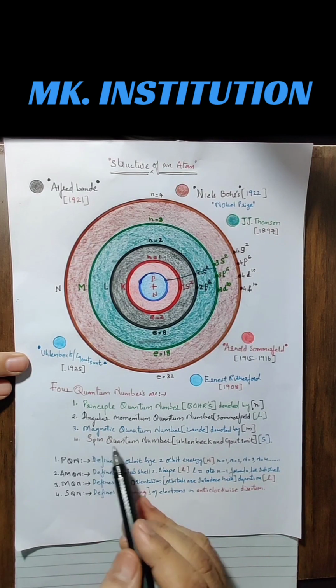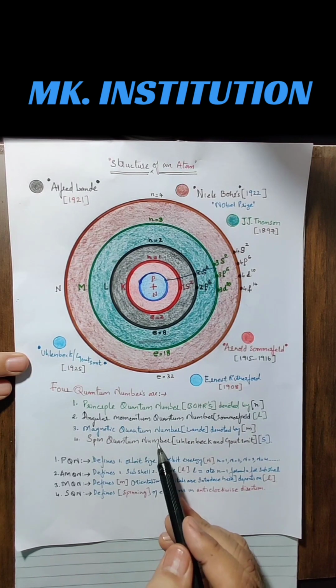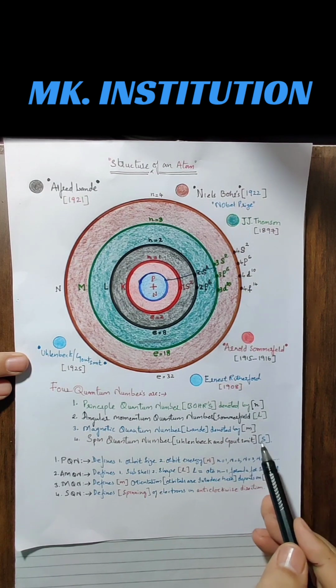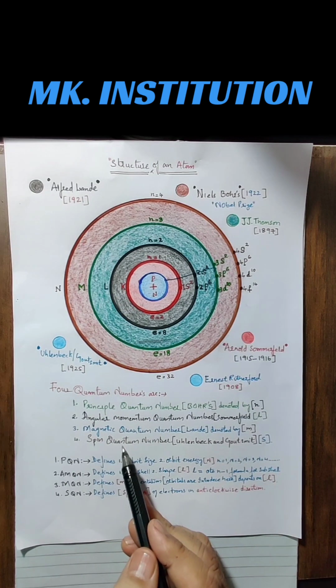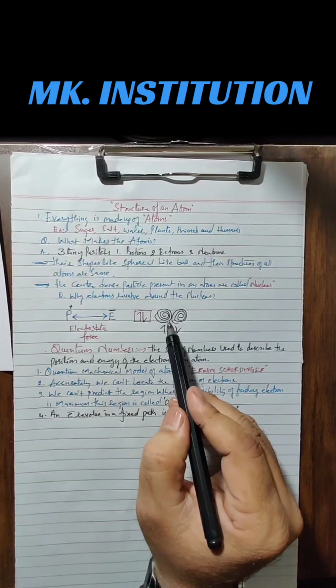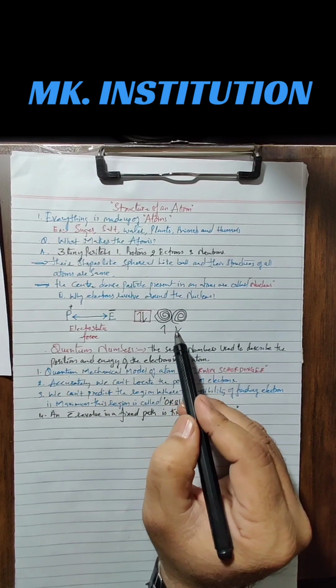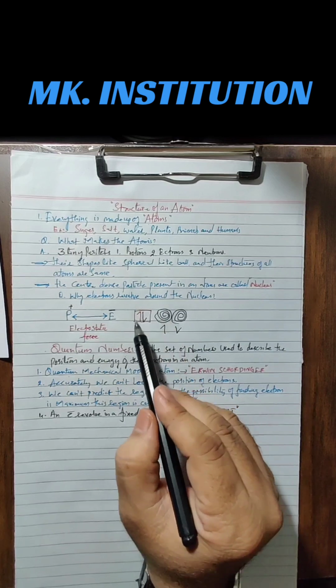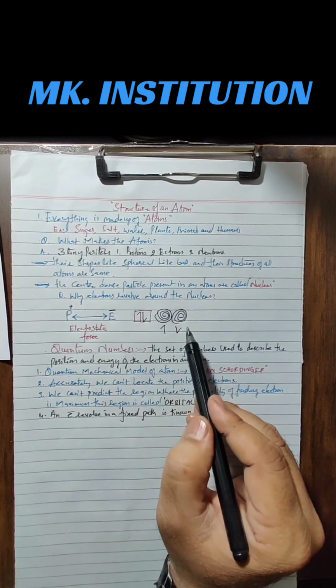The final one is the spin quantum number, explained by Uhlenbeck and Goudsmit, and denoted by s. Just now I told you about spin: the spin of electrons is in anti-clockwise and clockwise directions, opposite directions. This was explained by Uhlenbeck and Goudsmit.